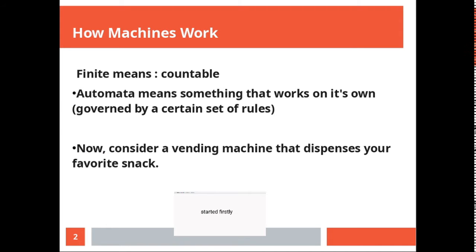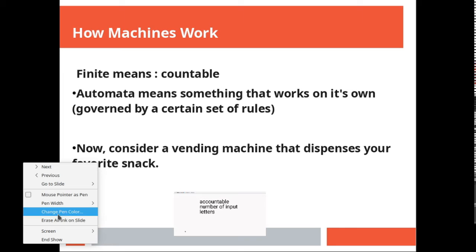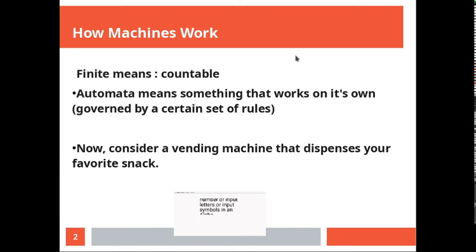Firstly, when a machine works, we can always represent it in the form of states. And finite automata is one kind of machine which has a finite number of states. Finite means countable. So in this case, finite will mean a countable number of input letters or input symbols in an alphabet. So this sigma, the set of input symbols, will be finite.